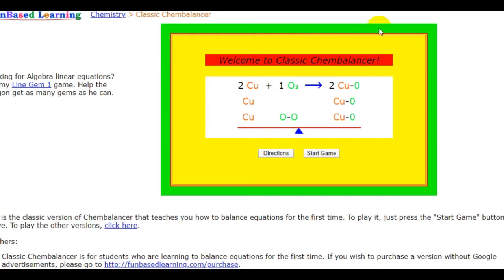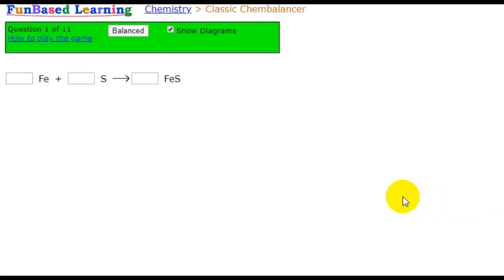It's really worth it. So we'll start the game. They give us an unbalanced equation. We have Fe, iron, plus sulfur will produce FeS. So what we should do first is put a 1 on everything, and it will pop up the equation. This way it allows you to see the left side and the right side, how it's balanced or not. In this case, it is balanced. We have one Fe for one Fe, and one S for one S. So once you're good to go, just click on balance.